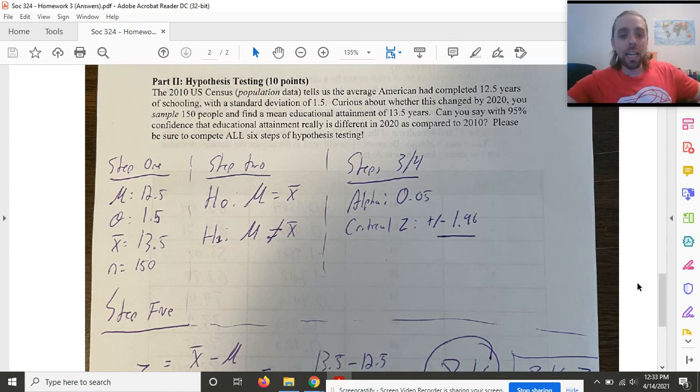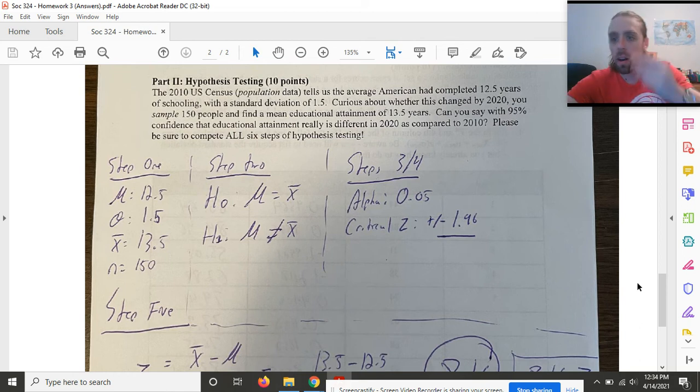I could have also written H0 as educational attainment is the same in 2020 as it was in 2010, and then H1 educational attainment is not the same, or is different, in 2020 as compared to 2010. That would have also received full credit. I could have also written H0 mu equals 12.5 and H1 mu does not equal 12.5. Any one of those three would have gotten full credit.